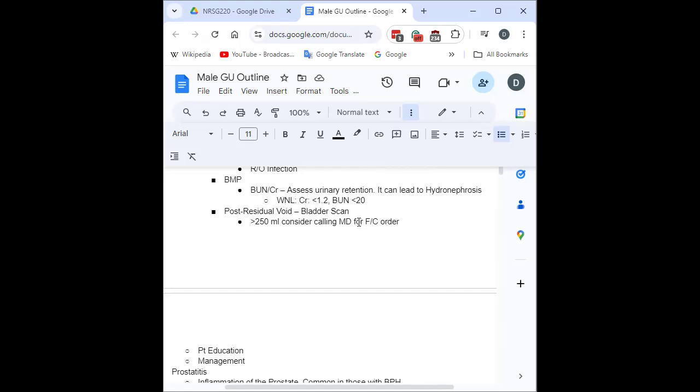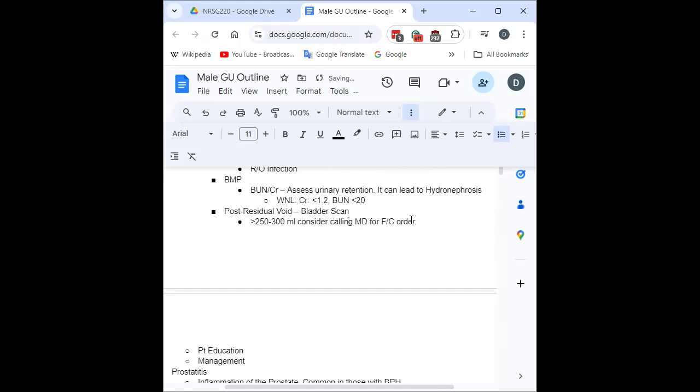It depends on policy, but here you were taught more than 250, consider calling the doctor for a Foley catheter. Yeah, so it looks like in your facility they also do 300. For me as well, at Lakewood, we did a bladder scan and the patient was at 270 or something, which according to 210 would be enough, but their policy there was 300, so we didn't do anything in regards to that.